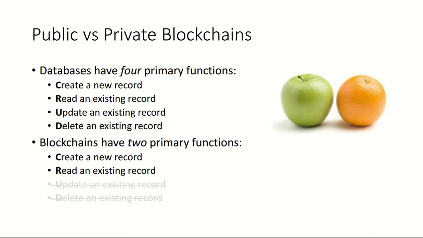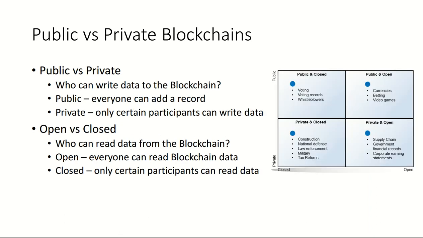So when we go to define who can do what in a blockchain solution, we're defining who can write data to the blockchain and who can read data from the blockchain. And we don't need to define anything more than that, because there isn't anything more to define. So the proper use of the terms public and private refer to the write portion. Who can add a record to the blockchain?